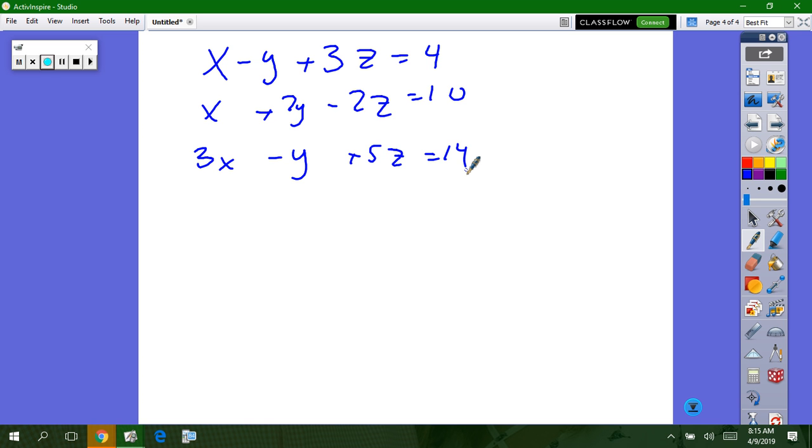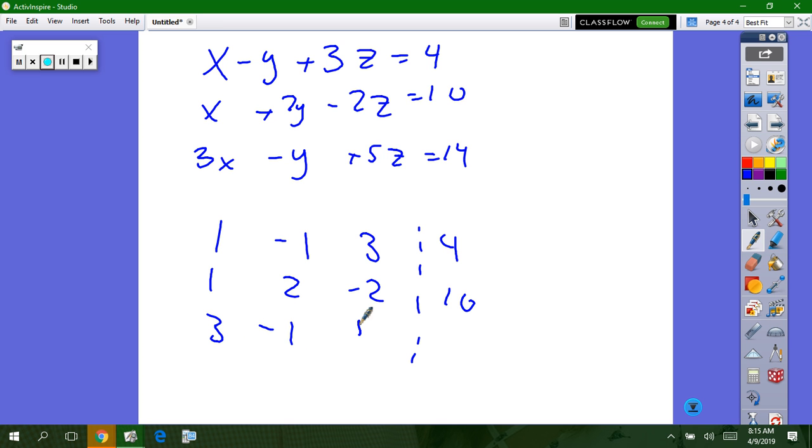Okay, augmented matrix. So that will be 1, -1, 3, 4. Then 1, 2, -2, 6. Then 3, -1, 5, 14.